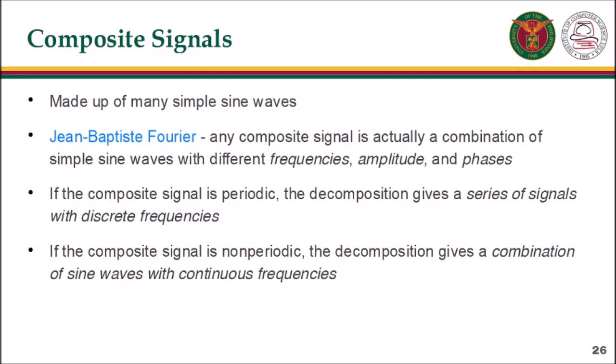A composite signal can be periodic or non-periodic. A periodic signal can be decomposed into a series of simple sine waves with discrete frequencies, frequencies that have integer values. A non-periodic composite signal can be decomposed into a combination of an infinite number of simple sine waves with continuous frequencies, frequencies that have real values.